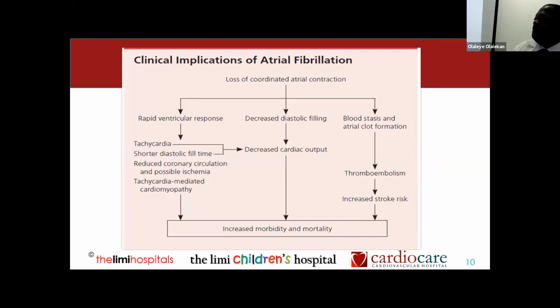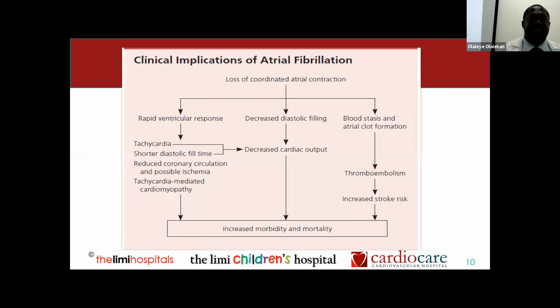So what are some of the implications of this uncoordinated atrial contraction? One, there's reduced diastolic filling due to reduction in the diastolic time due to the uncoordinated contraction, and this leads to decreased cardiac output and increased morbidity and mortality.